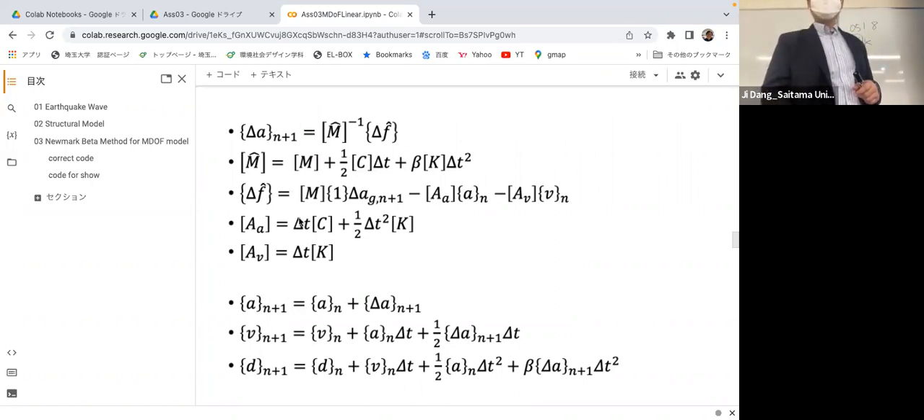parameters. So M hat, C and K are three matrices, right? This one and this one and this one. And these are all constants, so you can directly multiply them. They're not vectors, they're not tensors, so you can directly multiply them to the C and K matrices, beta and delta T squared, no problem. But pay attention here.